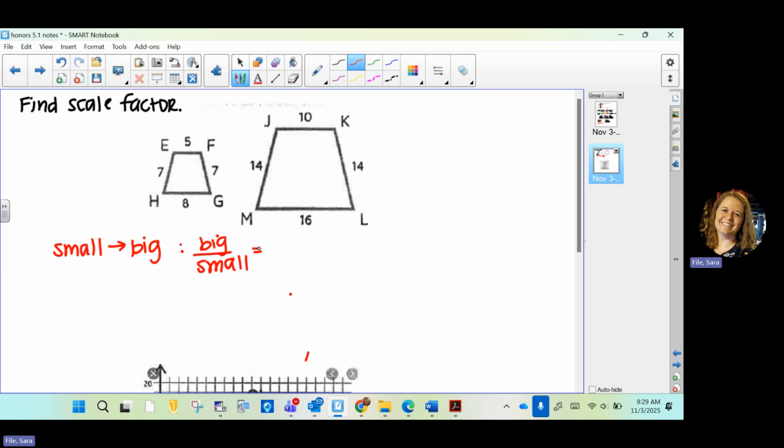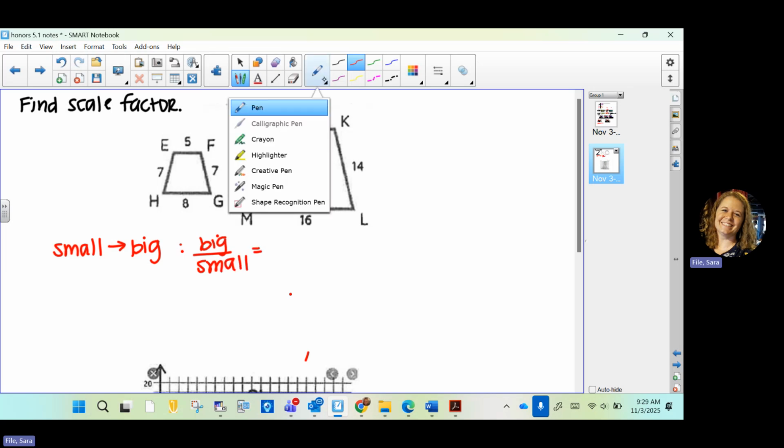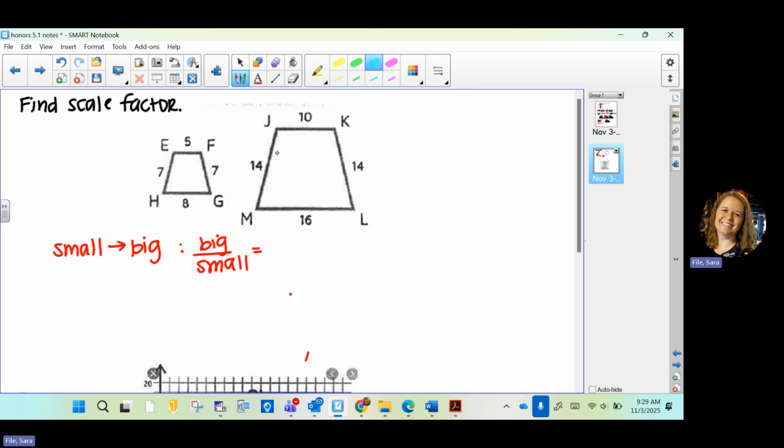Now I can choose any of the corresponding sides to do this, but it shouldn't matter which ones because if it's consistently dilated, all of the scale factors should be the same, right? So I could look at the tops, I could look at the right, I could look at the left, or I could look at the bottom. It should not matter. They should all give me the same scale factor.